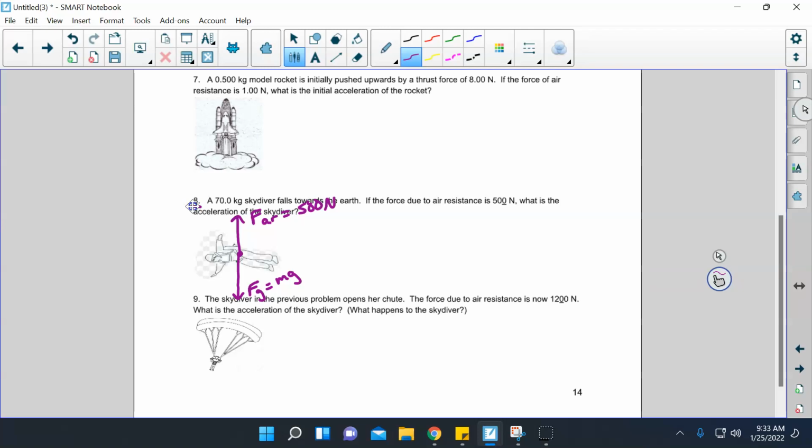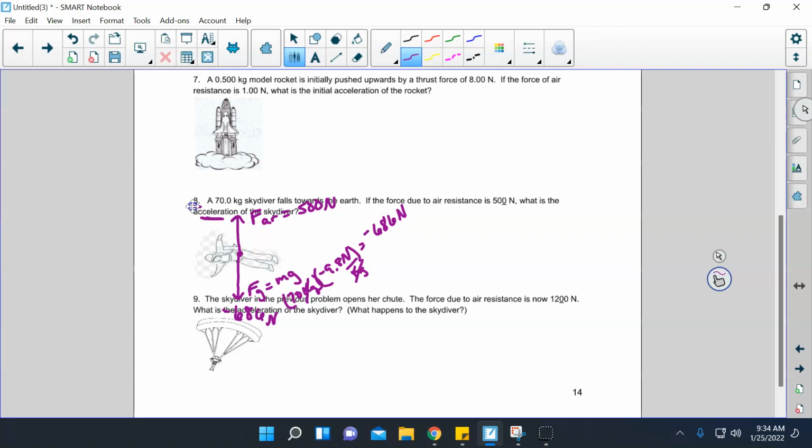So if I take the 70 kilograms times that negative 9.8 newtons per kilogram, kilograms cancels, I get a negative 686 newtons. That means this force gravity is greater than the force of air. Okay, so in other words, this person's going to be accelerating as they're falling down because that force is greater. Okay, but they want to know, what is the acceleration?